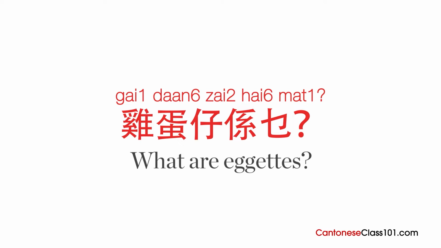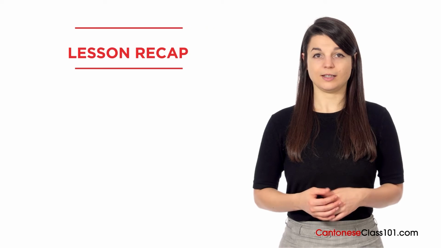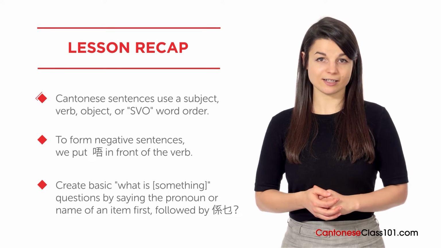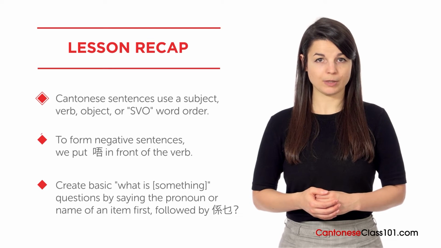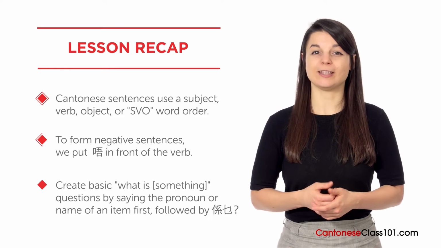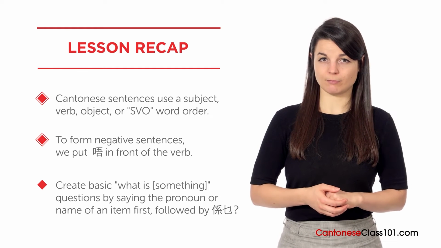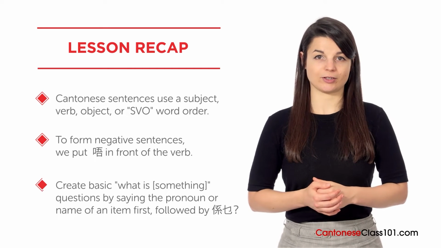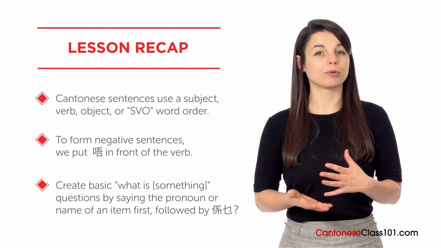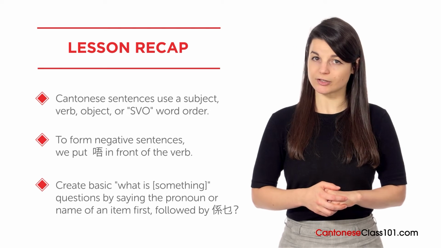Okay, now let's wrap up this lesson by recapping what we've learned. In this lesson, you learned that Cantonese sentences are formed using a subject, verb, object, or SVO word order. To form negative sentences, we put the negation character in front of the verb. And lastly, you can create basic what-is-something questions in Cantonese by saying the pronoun or name of an item first, followed by 係乜?